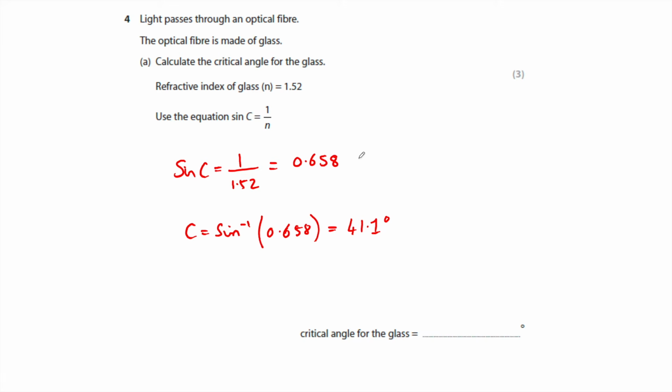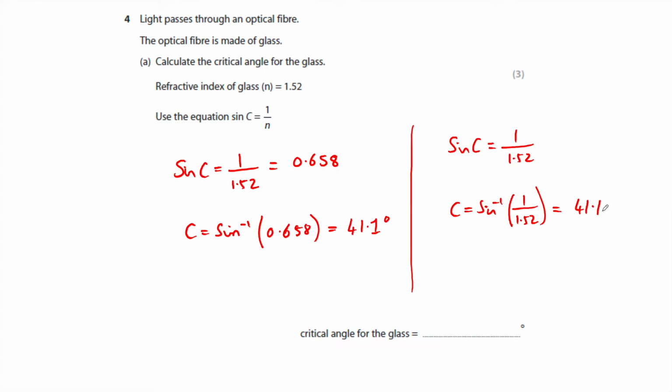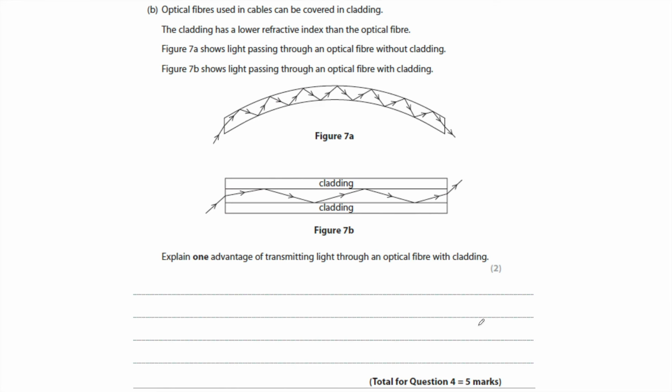If you're confident, you can do this in one step only. So you could, if you're confident, write sine of c equals 1 over 1.52, and then write c equals sine to the minus 1 of 1 over 1.52, which is equal to 41.1, by putting that into your calculator instead.